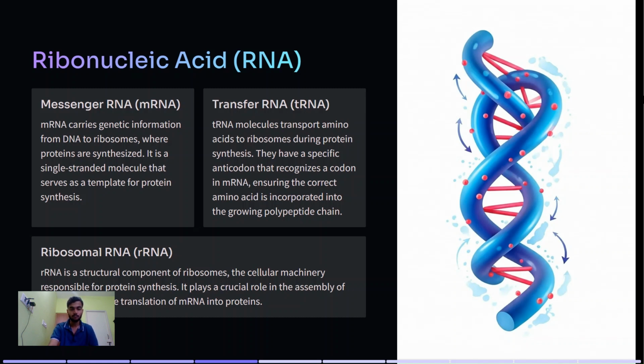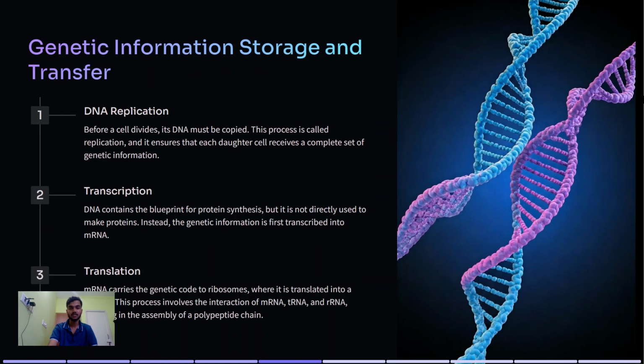rRNA is a structural component of ribosomes, the cellular machinery responsible for protein synthesis. It plays a crucial role in the assembly of ribosomes and the translation of mRNA into proteins. Genetic information storage and transfer. DNA replication: before a cell divides, its DNA must be copied. This process is called replication, and it ensures that each daughter cell receives a complete set of genetic information.